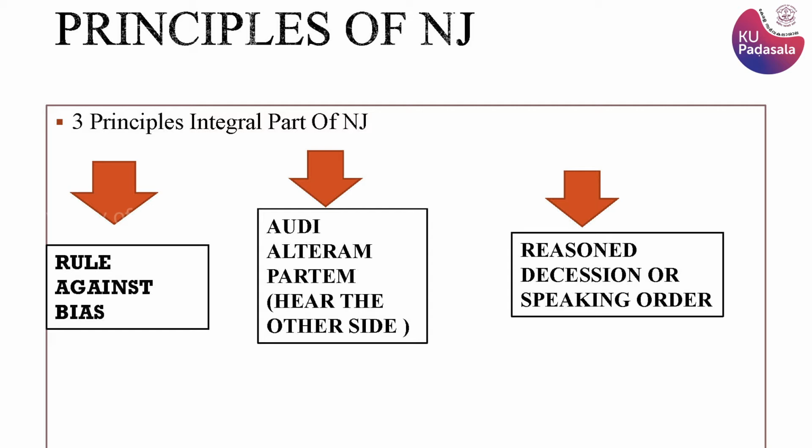As you all know, when you get a notice from a government authority, you go to that authority and give your standpoint and other things. That is audi alteram partem, that is giving a notice and giving a chance of fair hearing. And there is the rule against bias and reasoned decision. These three things are the integral parts of natural justice: rule against bias, audi alteram partem, and reasoned decision.